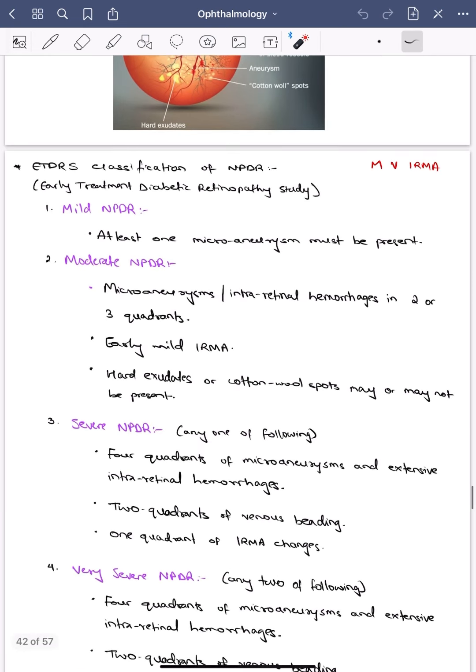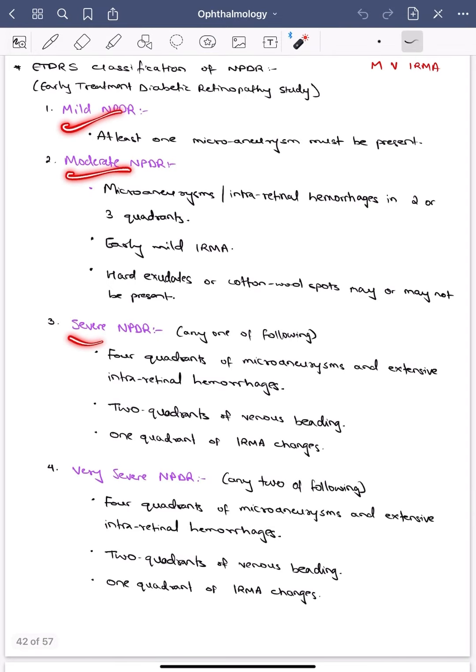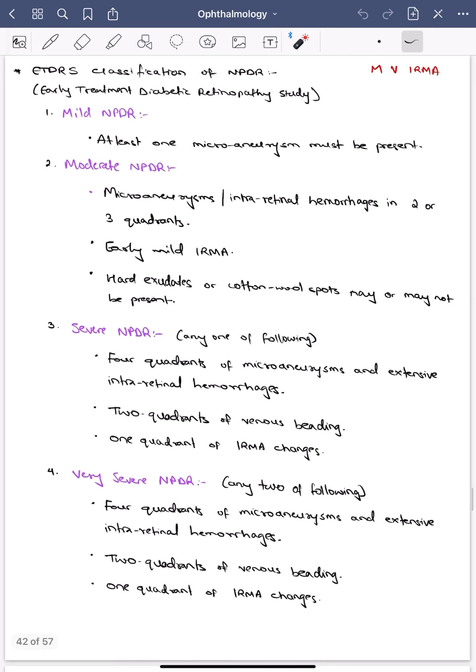Now, the ETDRS classification of NPDR. Early Treatment Diabetic Retinopathy Study classification of NPDR. We discussed it is divided into mild, moderate, severe, and very severe. Now, let us look into the features that distinguish between these 4 classifications. Just note M Verma. It's based on microaneurysm, venous abnormalities, and intraretinal microvascular abnormalities that we classify the NPDR. M Verma.